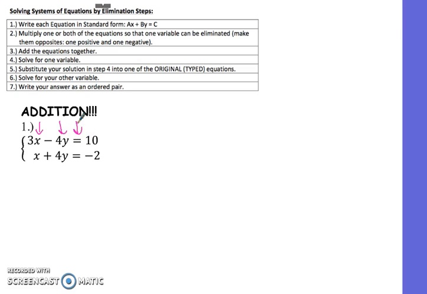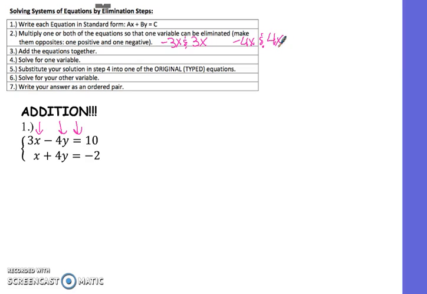Now the second step, multiply one or both of the equations so that one variable can be eliminated. Make them opposites, one positive and one negative. So I'm looking for numbers like negative 3 and 3, only in front of a variable, maybe negative 3x and positive 3x, negative 4x and positive 4x.